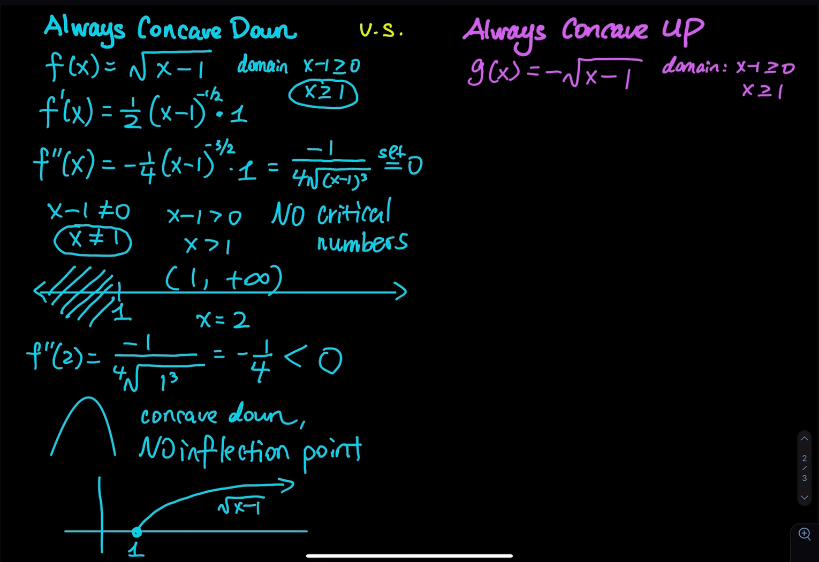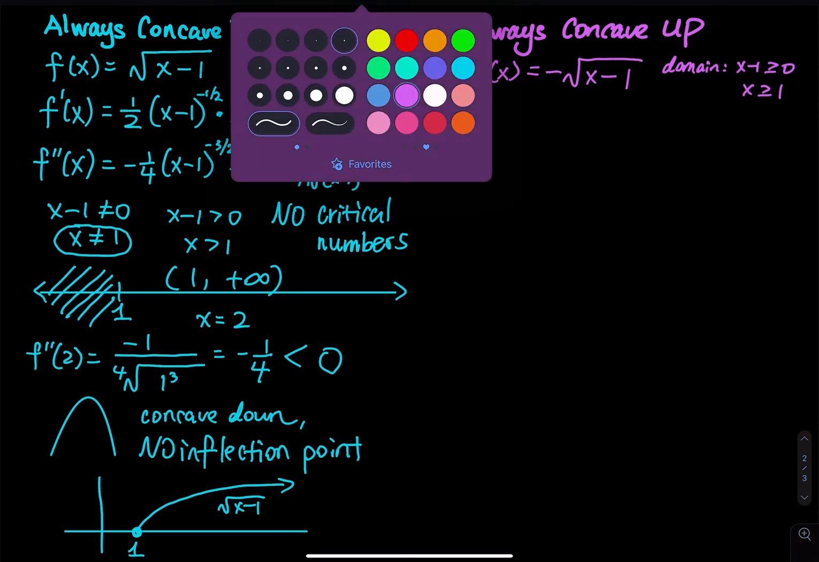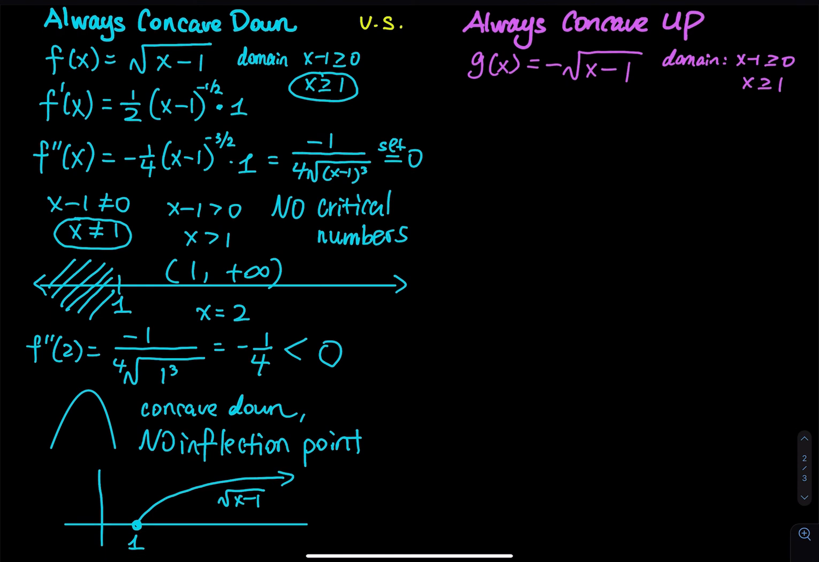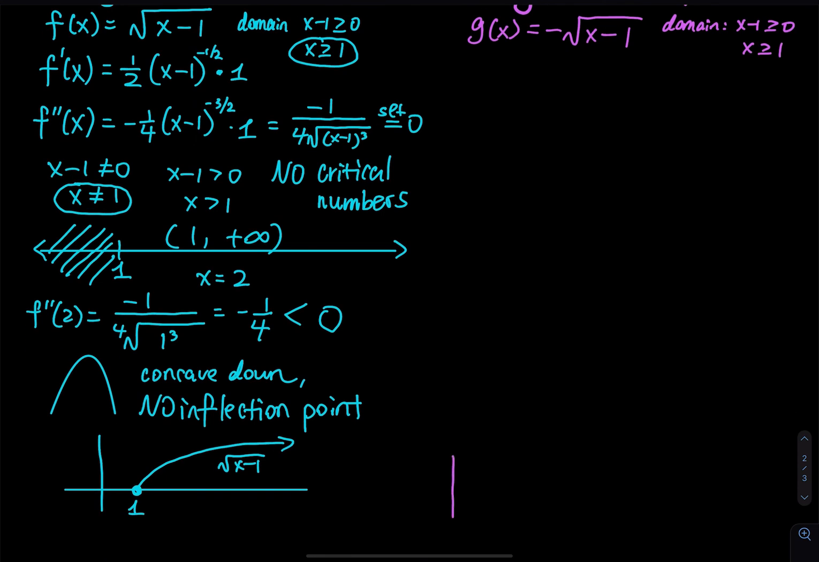The next one is concave up. We have a similar function, except that we have a negative in front of the entire square root. So as a result, what does the graph look like? The graph looks like this. It's also shifted 1 unit to the right, and the graph looks like this. So this one is always concave up.